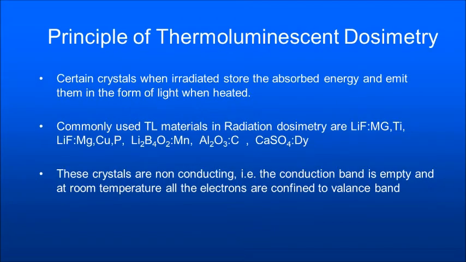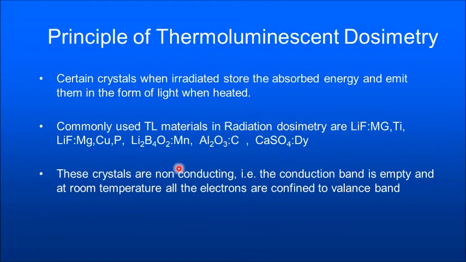The next dosimeter, which is normally used nowadays in personal monitoring, is the thermoluminescent dosimetry. The principle of thermoluminescent dosimetry is that certain crystals, when irradiated, store the absorbed energy and emit them in the form of visible light when heated. Very commonly used thermoluminescent materials in radiation dosimetry are lithium fluoride, lithium borate, and calcium sulfate. But all of them have some impurities so that it works as a luminescent material.